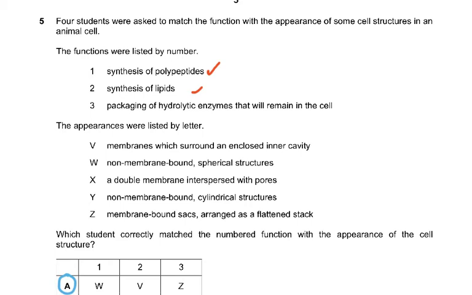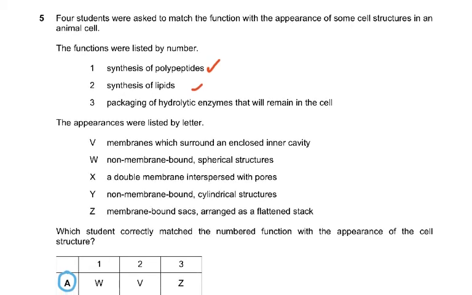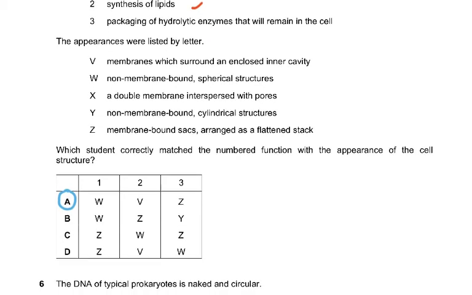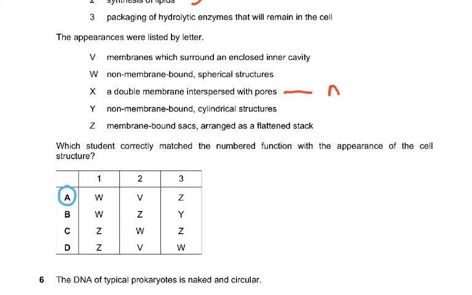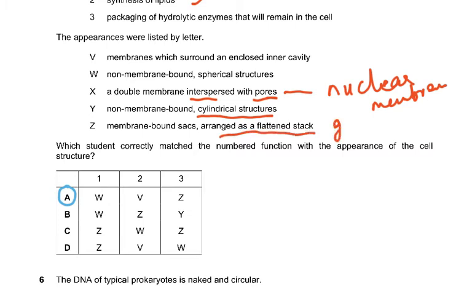So the appearances were listed by letter. V, membranes which surround an enclosed inner cavity. W, non-membrane bound spherical structures. X, a double membrane interspersed with pores. Now this of course is the nuclear membrane or the nuclear envelope. Both these words mean double membrane interspersed with pores, not channel proteins, pores. Then non-membrane bound cylindrical structures. Then membrane bound sacs arranged as a flattened stack. Now that's always a very typical Golgi description. I always think of it as like a stack of puris, like you have halwa puri, and then a stack of these puris would be like the Golgi body.